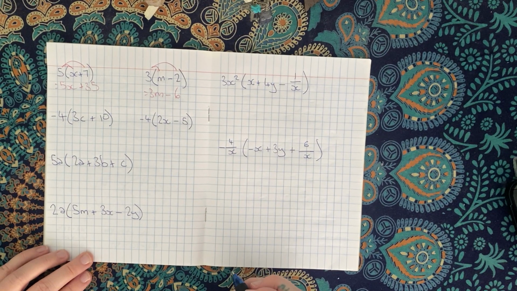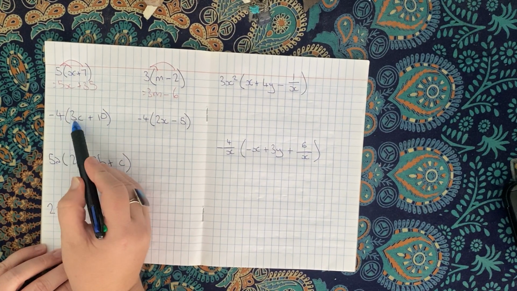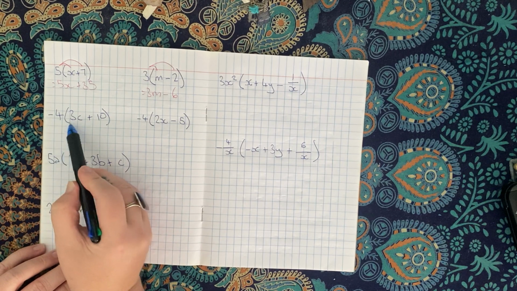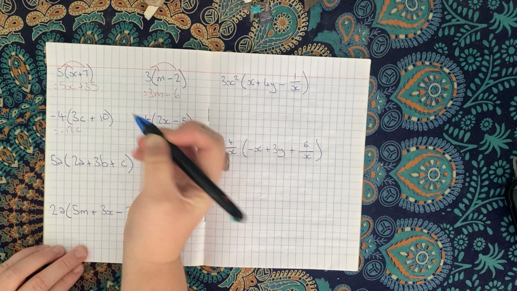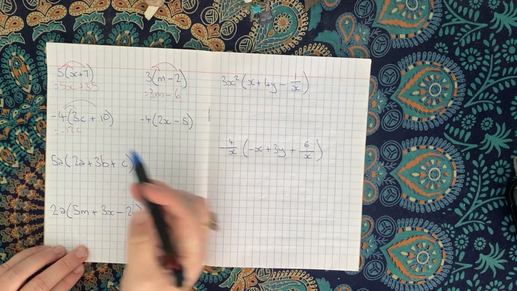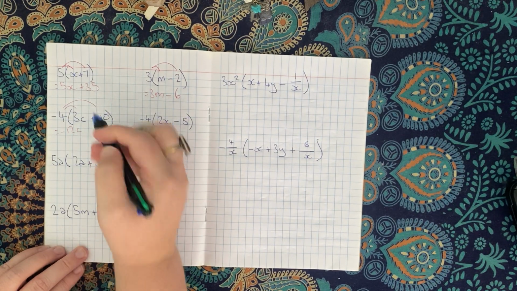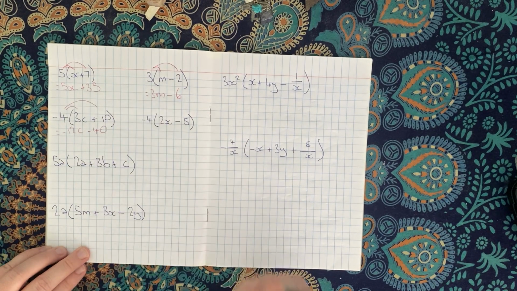All right, this time we've got some more stuff going on. So we're going to multiply with numbers as well. So negative 4 times 3c is going to give us negative 12c, all right? And then again, we're multiplying this, and this is negative 4 times 10. So we end up with negative 40.